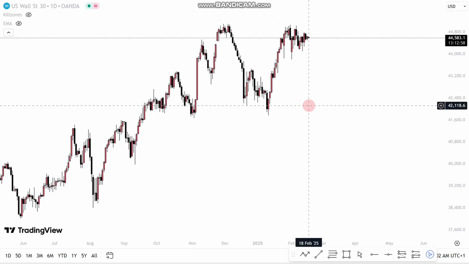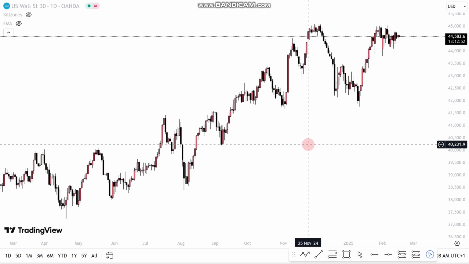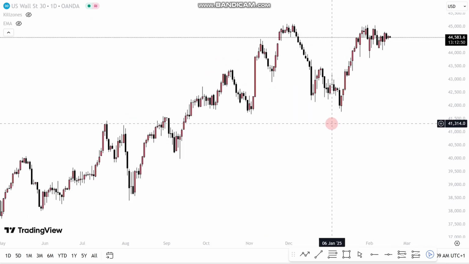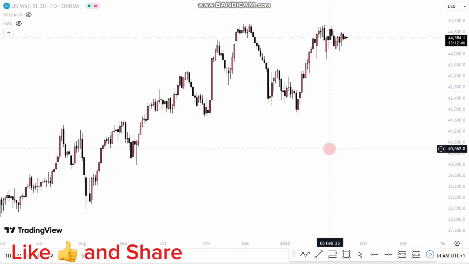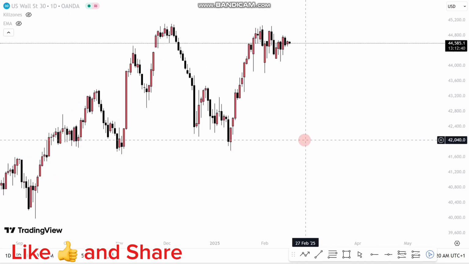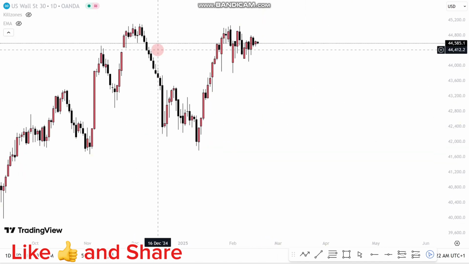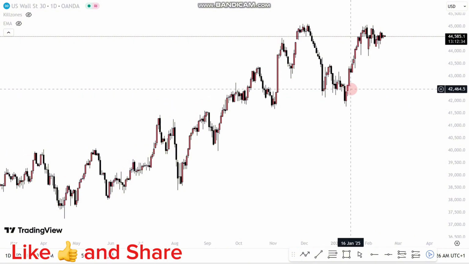In this video, I'll be doing a very simple top-down analysis on the US30. Currently, I'm on the daily time frame and I'll be using my simple smart money concept trading strategy to analyze this pair and show you what this pair is going to be doing next week. With the concept of liquidity as well, we're going to be adding that here. If you don't understand liquidity yet, kindly go and watch our previous videos.